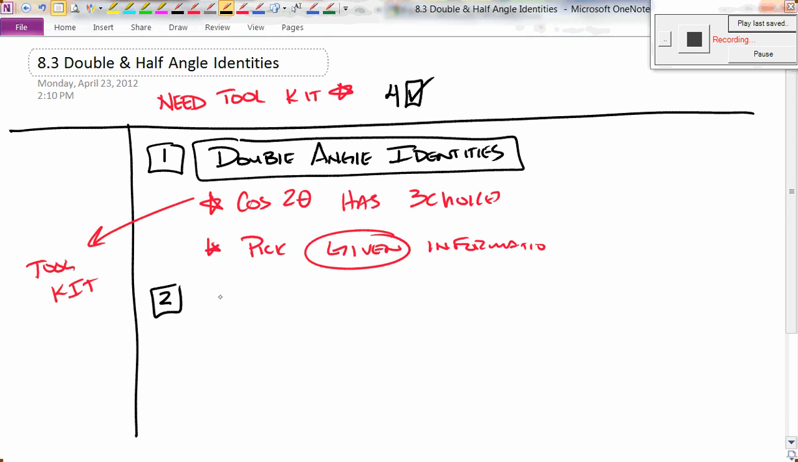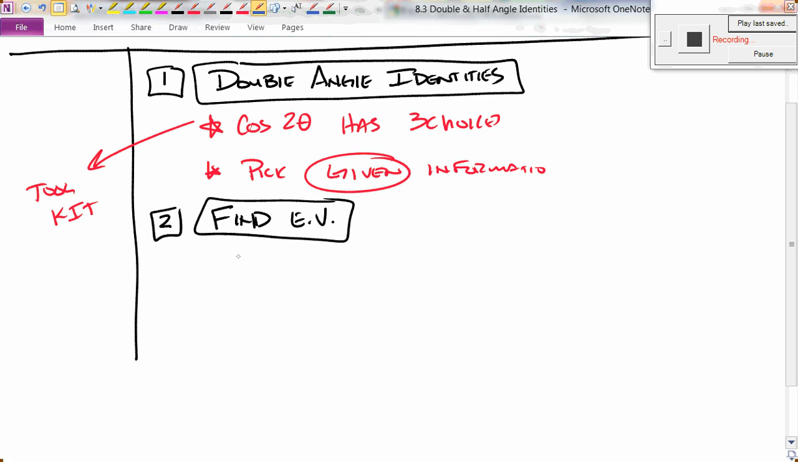So the directions will always say something like find the exact value, so I'll put EV for exact value. When we find an exact value, that means we don't want to use our calculator and round off to a decimal. We want to keep our answer in a fraction form, or a square root form, or a radical form. Let's start off with something very typical. They'll say the sine of theta is equal to 3/5, and that pi over 2 is less than theta, which is less than pi.